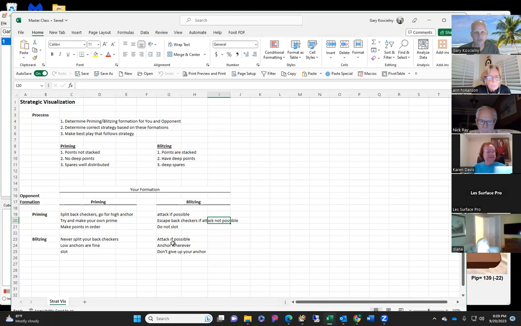Okay, if you're blitzing against a blitz, you're going to attack if possible, and anchor wherever you can. That's to counteract your opponent's blitz, and then you don't give up your anchor, at least until the blitz is complete, or you're left with no other choice, or you've gone from a blitzing to a mutual holding game, and then you need to race. So we'll get into all that.